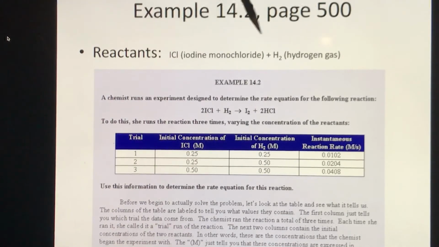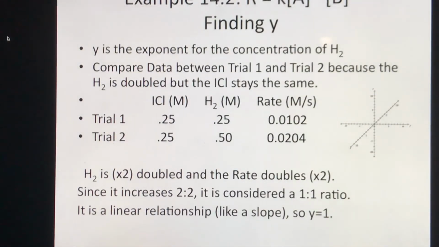So in order to just look at our y for this, which would be the exponent that is correlated with the hydrogen gas, we're going to just look at trial 1 and 2 in this next slide. So this is all about finding the y, because remember this B is the H2, and we're just trying to find the exponent that would correlate to that. So again, y is the exponent for the concentration of hydrogen gas, and we're only comparing the data between trial 1 and 2 because the H2 is doubled here, but the ICl stays the same. So this is our constant, this is the variable.